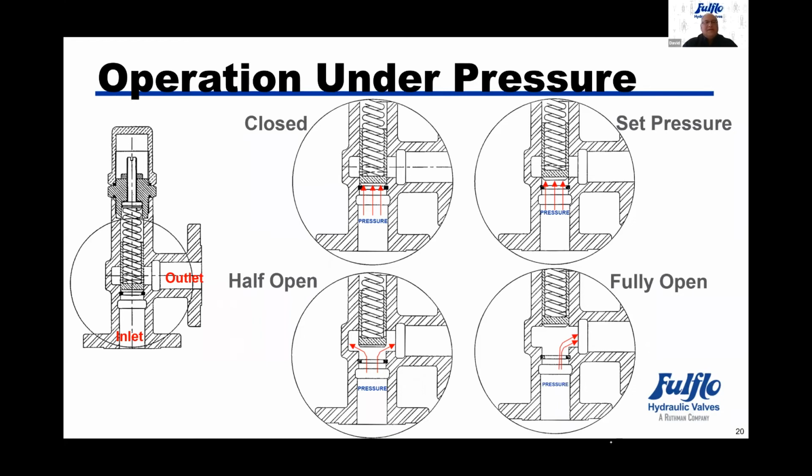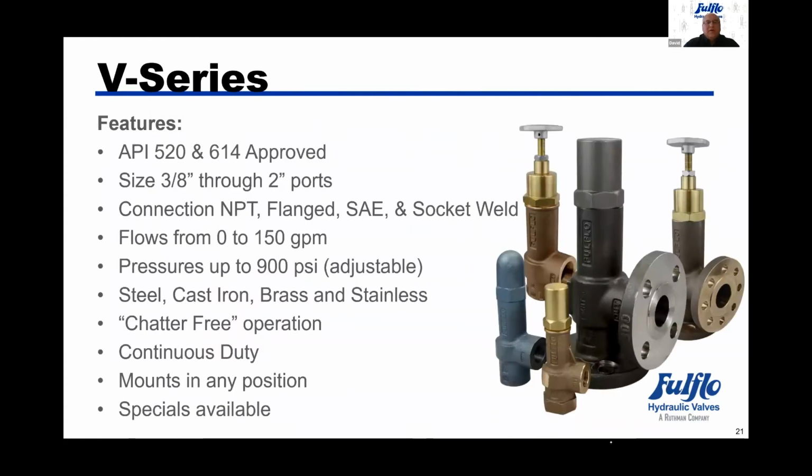Now into the series valves that we offer, the V-Series valve. We range from 3/8 to 2-inch ports. That's how you know you have a V-Series valve if it's 3/8 to 2-inch, where the connections can be NPT connections, flanged connection, SAE, O-ring boss connection. We have socket weld for the steel and the stainless steel valves only. The flows are from 0 to 150 gallons a minute. If your flow is over that, then you need to go to the next series up. Pressures are up to 900 PSI.